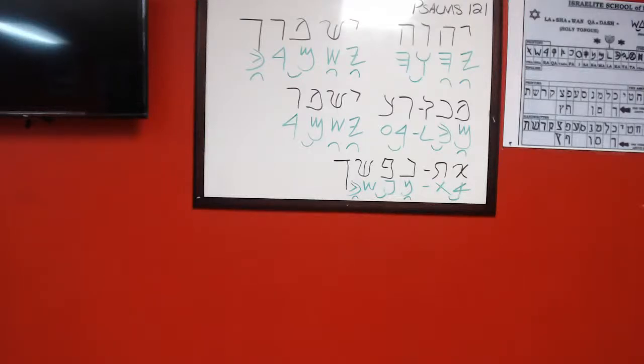Nafshecha. All right, now put it all together. Nafshecha. There you go. Great job. So Yahweh, yishmarka, mikol ra, yishmor et nafshecha. Very good.